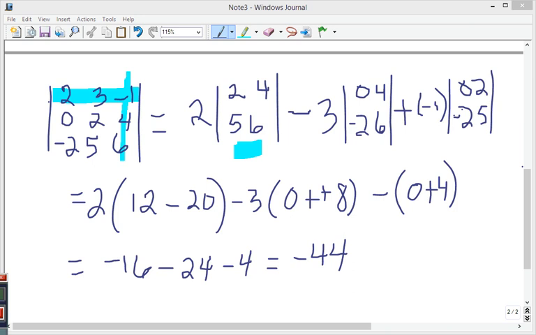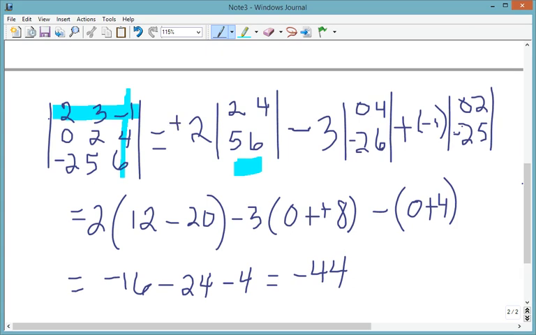So we found this determinant by expanding on that top row. And you notice that we added, and then we subtracted, and then we added again, right? And that's the only thing that might change if we wanted to do it on a different row or column. You can do it either way, row or column.